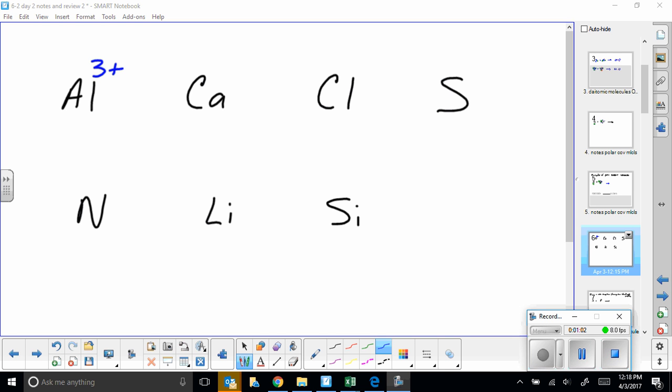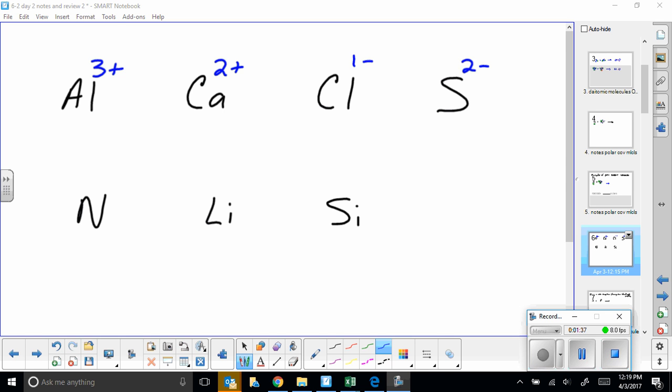Calcium is in group number 2, so it's 2 valence electrons, and it wants to give away those 2 valence electrons and therefore become positive, and since it's giving away 2, it becomes 2+. Chlorine is in group 17, has 7 valence electrons. It wants to gain 1 electron to get to 8. If it gains 1 electron, it's going to have a charge of 1-. Sulfur is in group 16, would want to gain 2 electrons and become charged 2-.